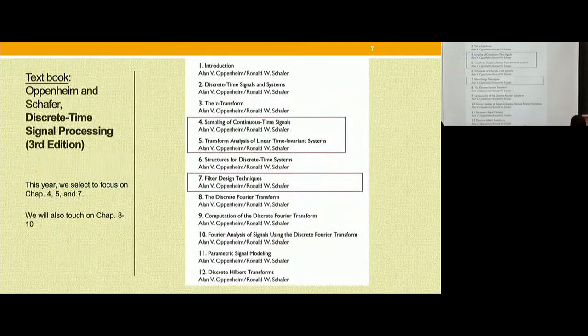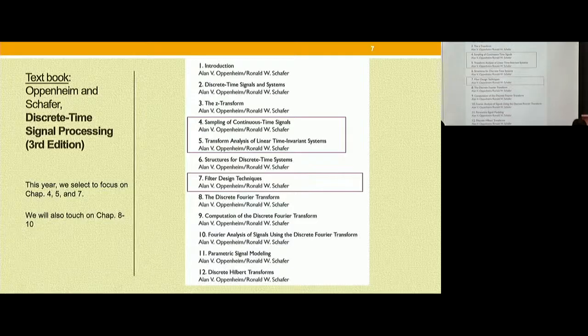So next, I'd like to show you a brief plan for this semester. First of all, I'm going to suggest this book as the textbook. Oppenheim, Schafer, both MIT professors, and this book is now in its third edition. The title of the book is just called Discrete-time Signal Processing. So check it out.